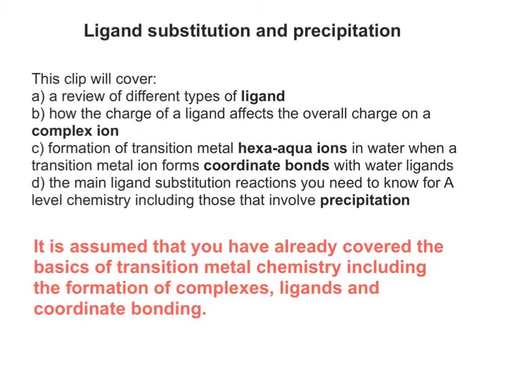Hello and welcome to this clip on ligand substitution and precipitation. We'll cover the different types of ligand, how the charge of a ligand affects the overall charge on a complex ion, how we form transition metal hexa-aqua ions in water when a transition metal ion forms coordinate bonds with the water as it dissolves, and the main ligand substitution reactions you need to know for A-level chemistry, including those that involve precipitation.